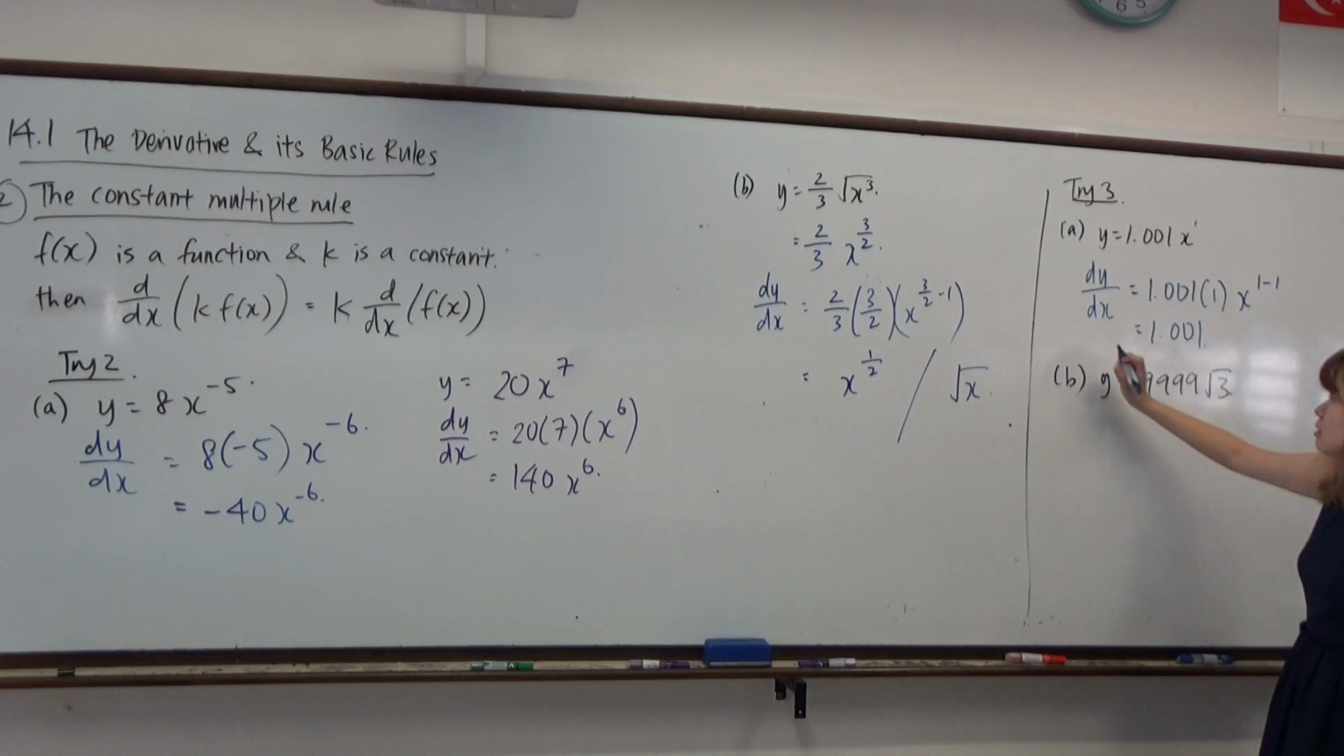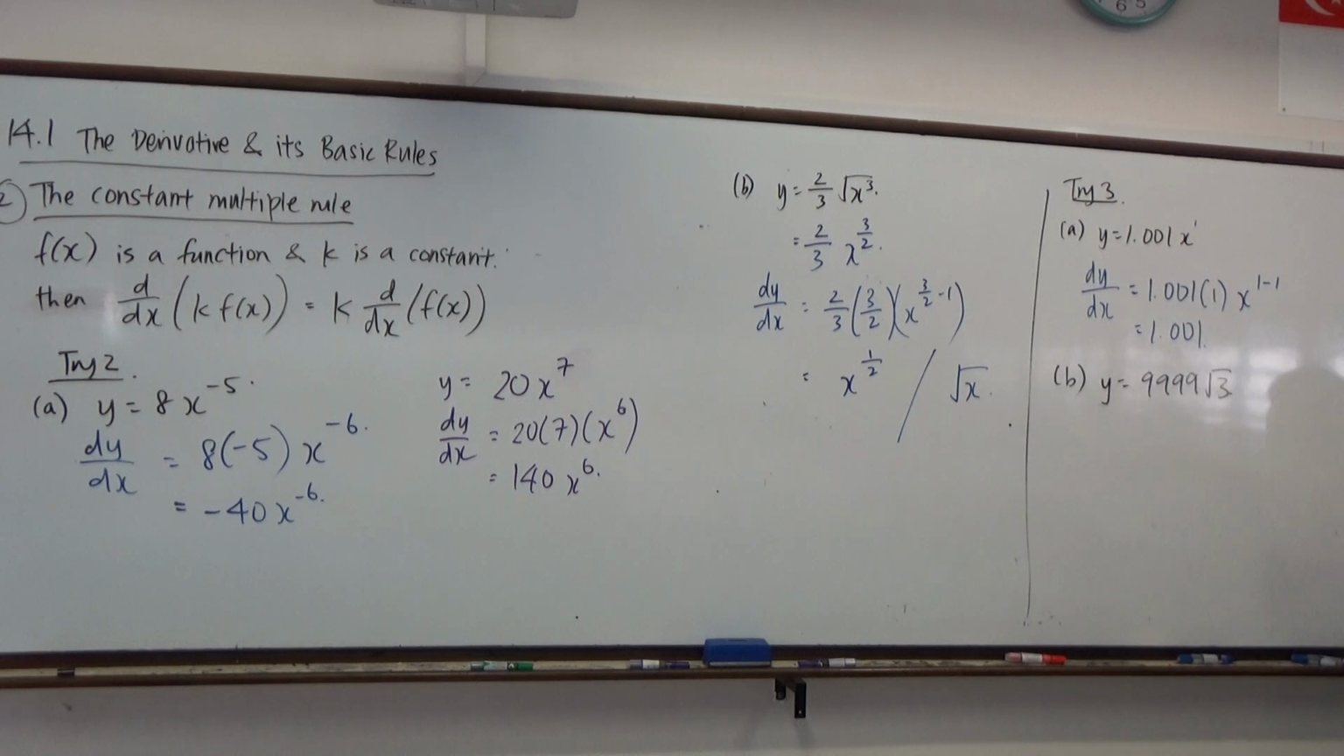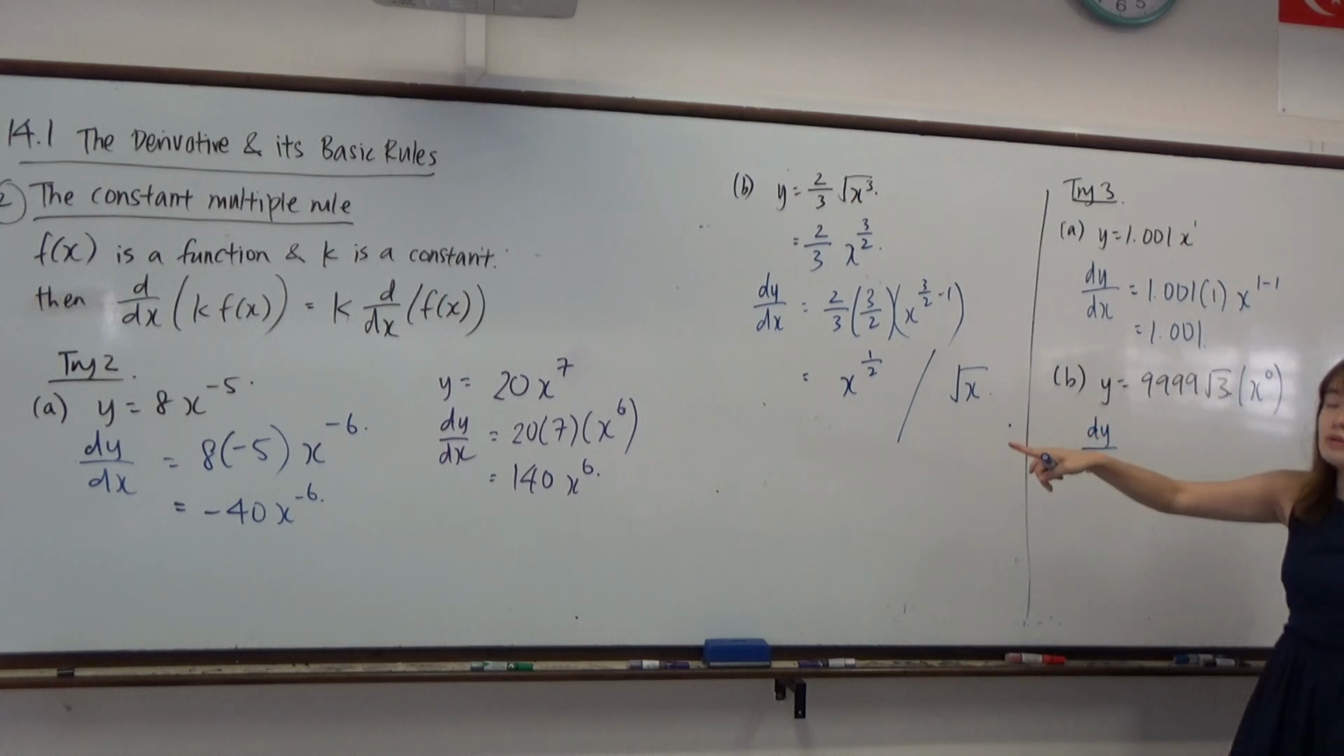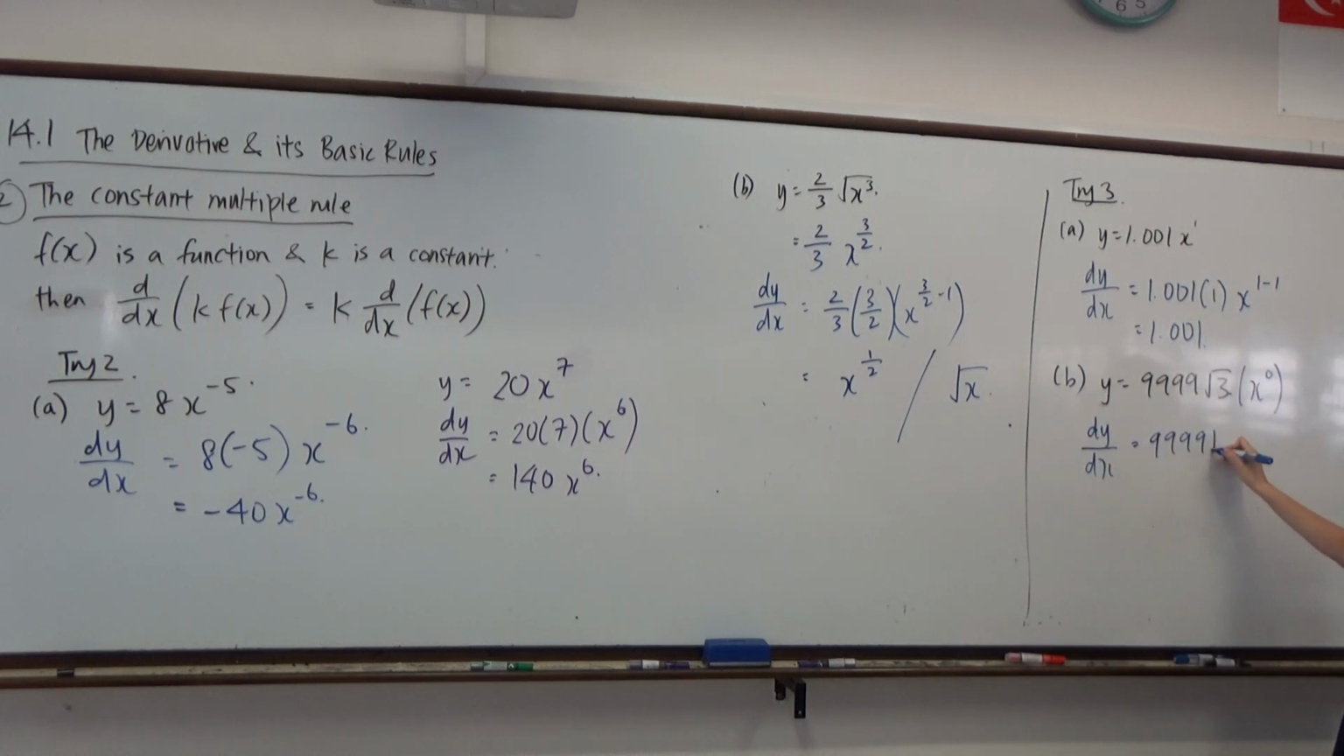Then after that, part B, if y is equal to 9,999 times square root 3, there is no x over here, so how do we differentiate with respect to x? We know that this is like a multiplying of 1. So 9,999 square root 3, I can multiply by 1, and 1 is also equivalent to x to the power of 0. Agree? If I want to differentiate this, the rule can still apply. It will be 9,999 square root 3 times 0 times x to the power of 0 minus 1. But anything times 0 will give you 0.